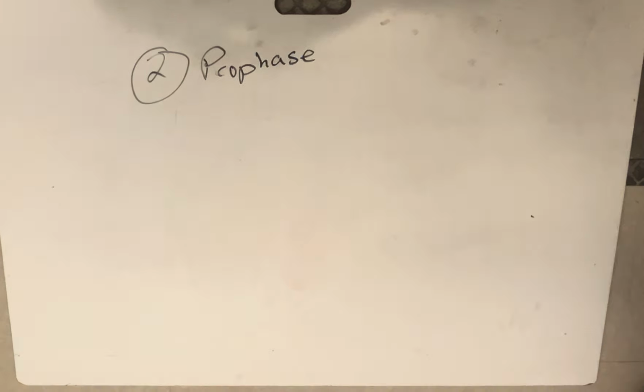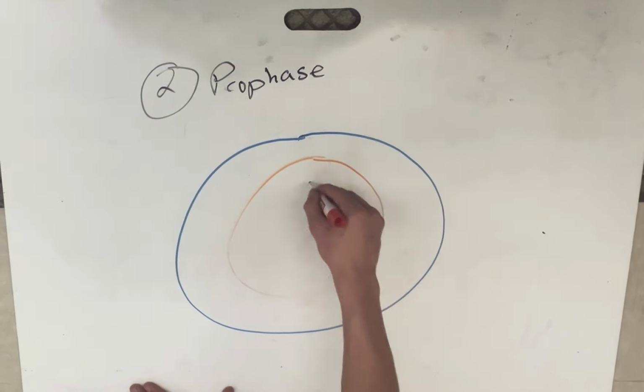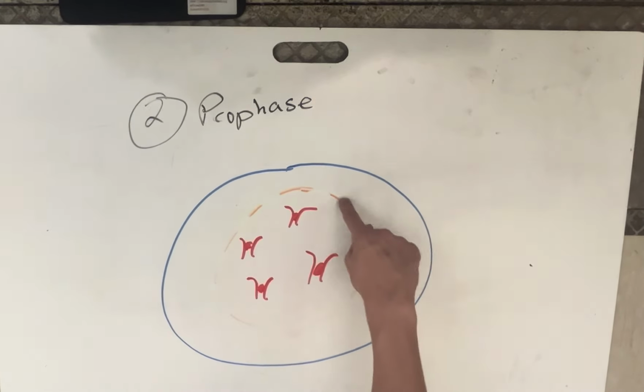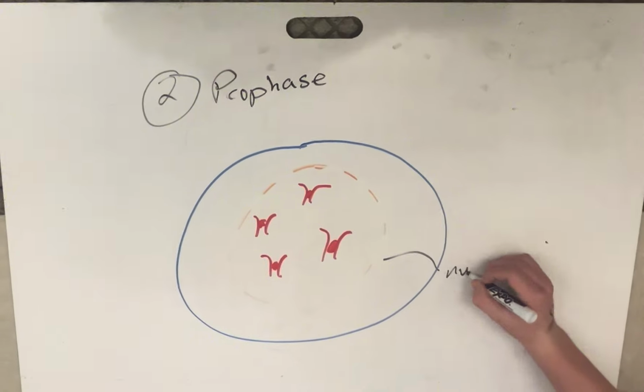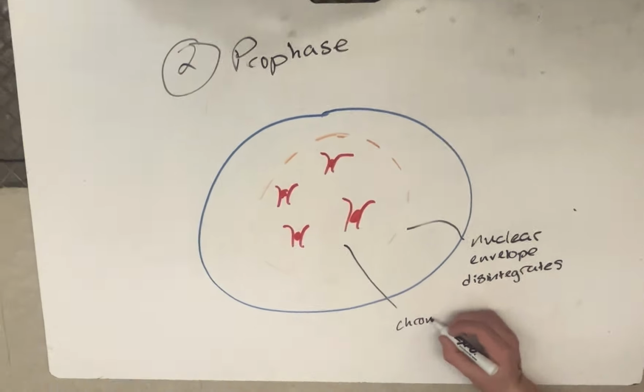Prophase is the next part of the cycle that also starts the process of mitosis. It is the longest phase of mitosis. In this step, the nuclear envelope disintegrates, and the decondensed chromosomes form condensed X-shaped chromosomes. The spindle apparatus forms as well.